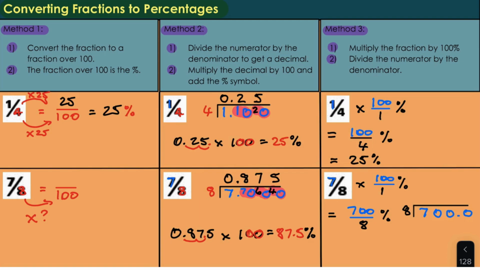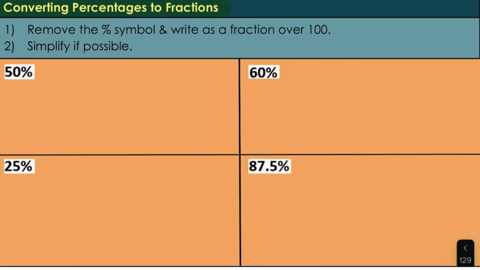How many 8's go into 7? 0, so the 7 carries over. How many 8's into 70? 8. 8 multiplied by 8 is 64. 64 plus 6 is 70, so 6 is the remainder. How many 8's into 60? 7. 7 multiplied by 8 is 56. 56 plus 4, so 4 is the remainder there. How many 8's into 40? 5 8's into 40. And I don't forget my decimal point directly above. We have 87.5%.